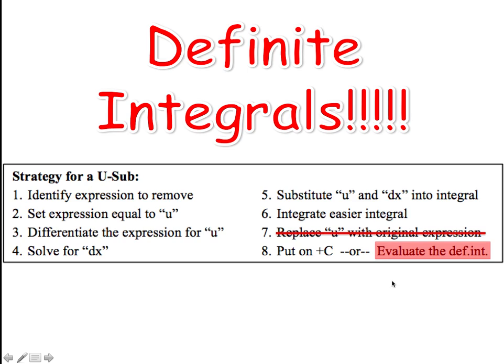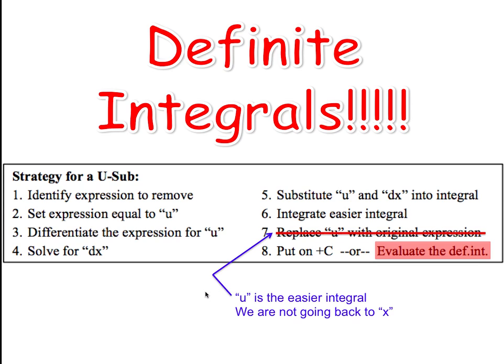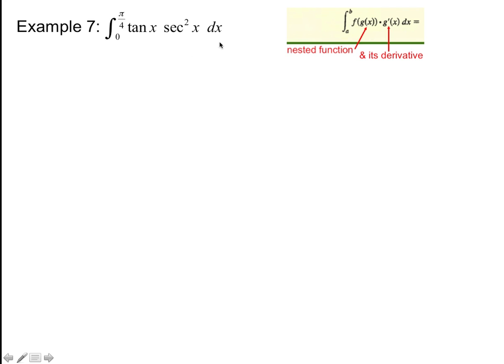And in order to do that easily, one way we can accomplish that is that when we get the substitution for u in place, we're never going to go back to x. It's easier to evaluate that way. So let's take a look at this example here.